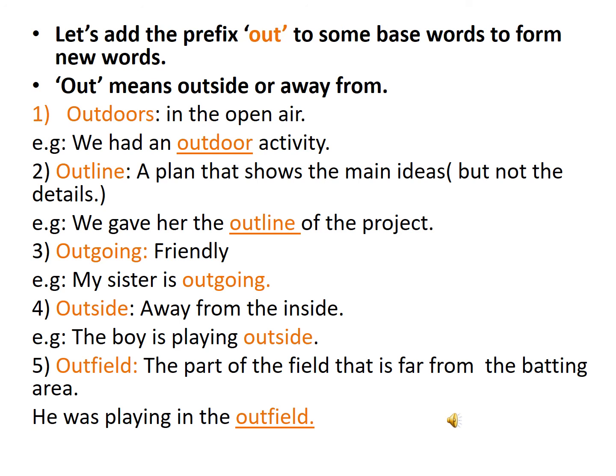Outside. We added the prefix out to the base word side. Outside means away from the inside. For example, the boy is playing outside. Outfield. We added the prefix out to the base word field. Outfield means the part of the field that is far from the batting area. For example, he was playing in the outfield.